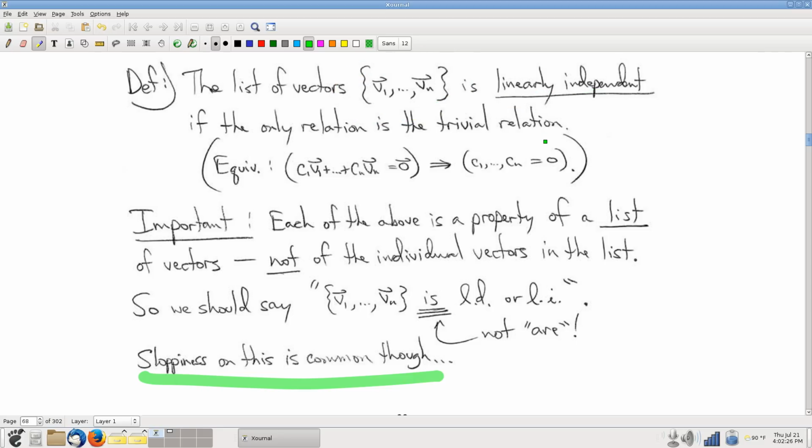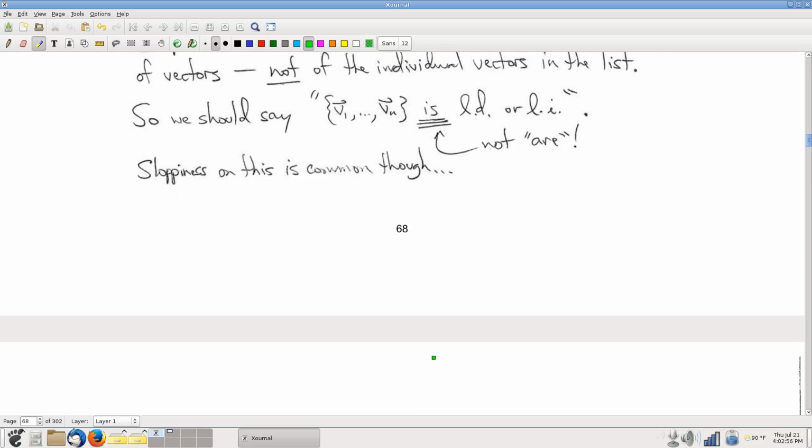So outside of the context of Math216, be aware that you're going to hear people say "are." These vectors are dependent or independent. In fact, I'm sure I will commit that mistake myself. But it's important that you as students are careful about this, because you need to demonstrate that you understand that we're talking about a property of a list and that we're not talking about a property of individual vectors. So try to be as careful as you can with the grammar.